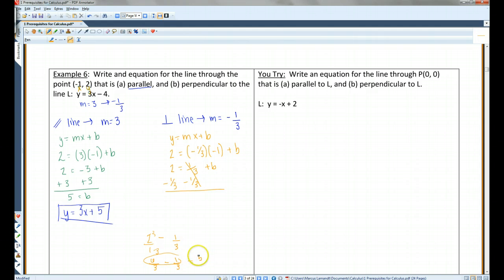6 minus 1 is 5. Okay, so b is 5 over 3. Once you have your m and your b, you're good. So y equals mx plus b.